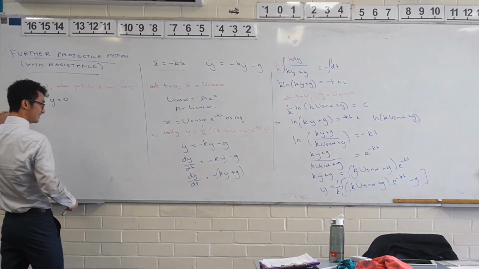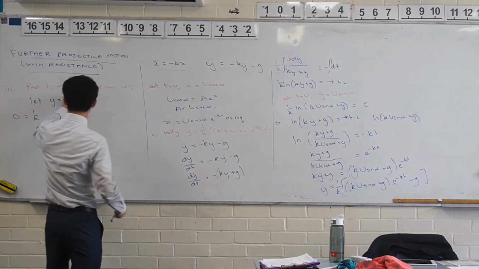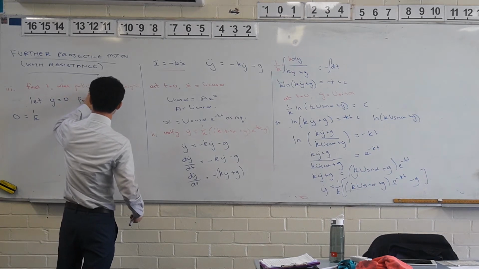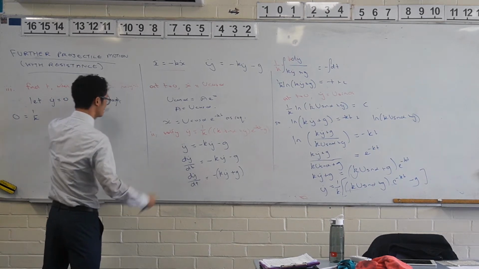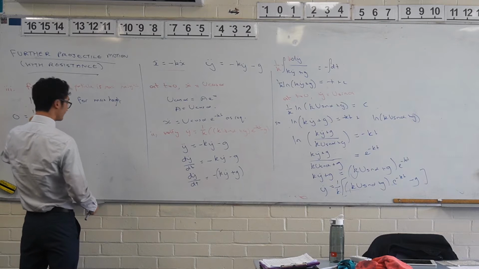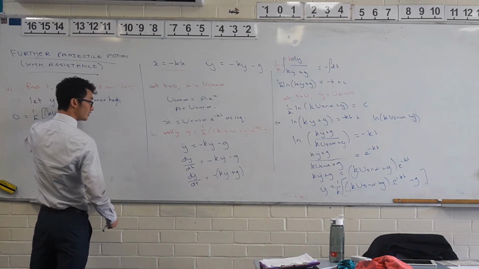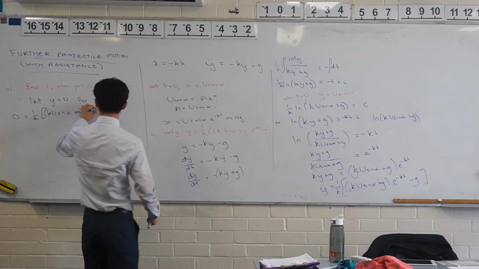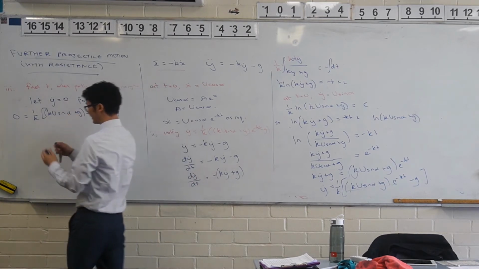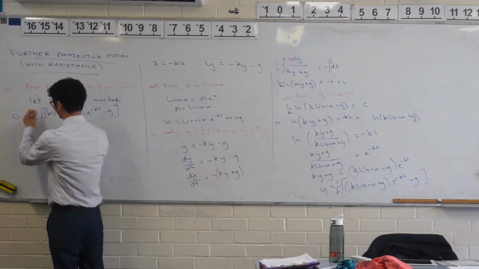Yeah, good, let's do that. So 0 is equal to 1 on k, for max height here. So for max height, 1 on k, (ku sine alpha plus g) e to the minus kt, minus g. Well, get rid of the k.